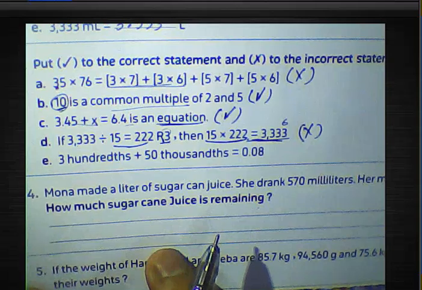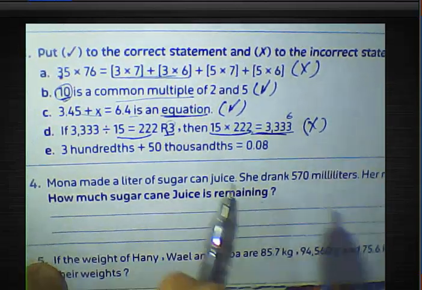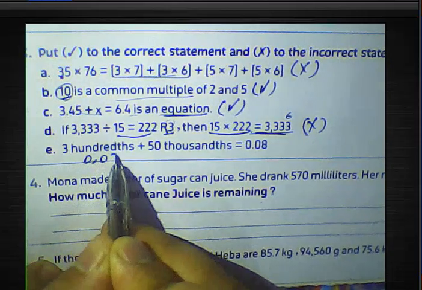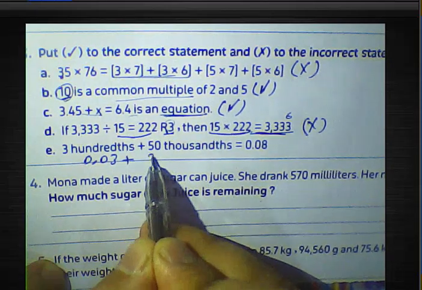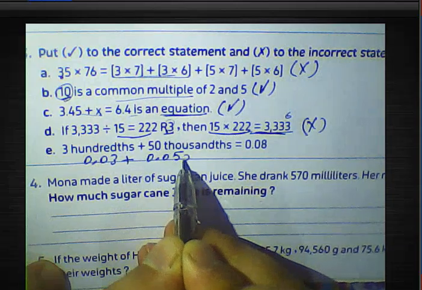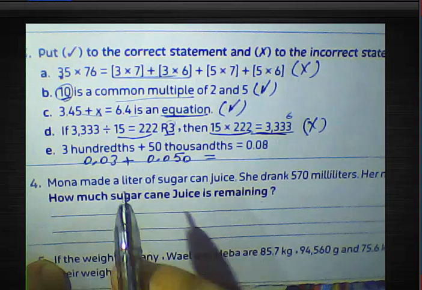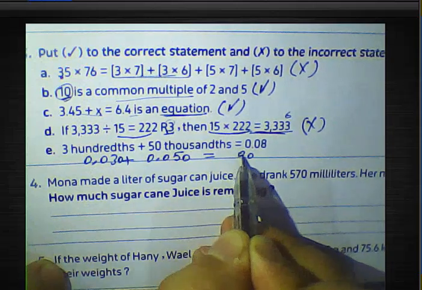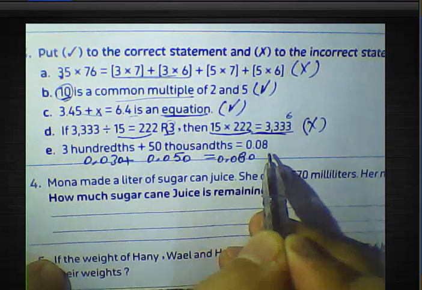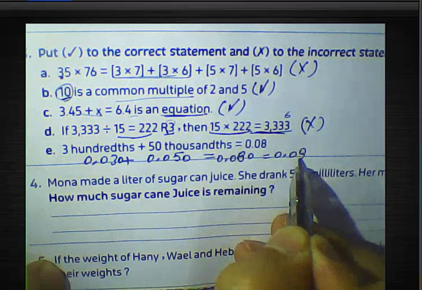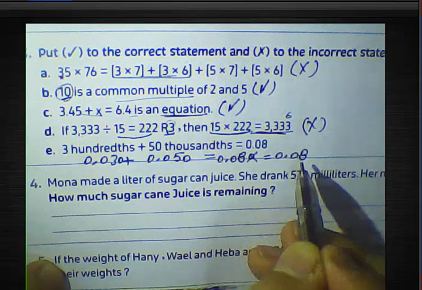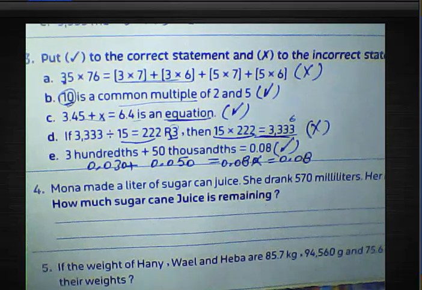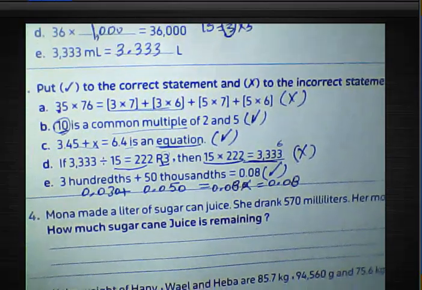Okay. Letter E. 300th, it will be 0.03 plus 50 thousandths. We must write 50 thousandths. It will be what? We must align the parts to find the result. 0 plus 0 equals 0. 5 plus 3 equals 8. 0 plus 0 equals 0. And the result will be 0.08. We must cancel the 0 here. It's true. Okay? It's true here. That was question 2. And what about question number 4?